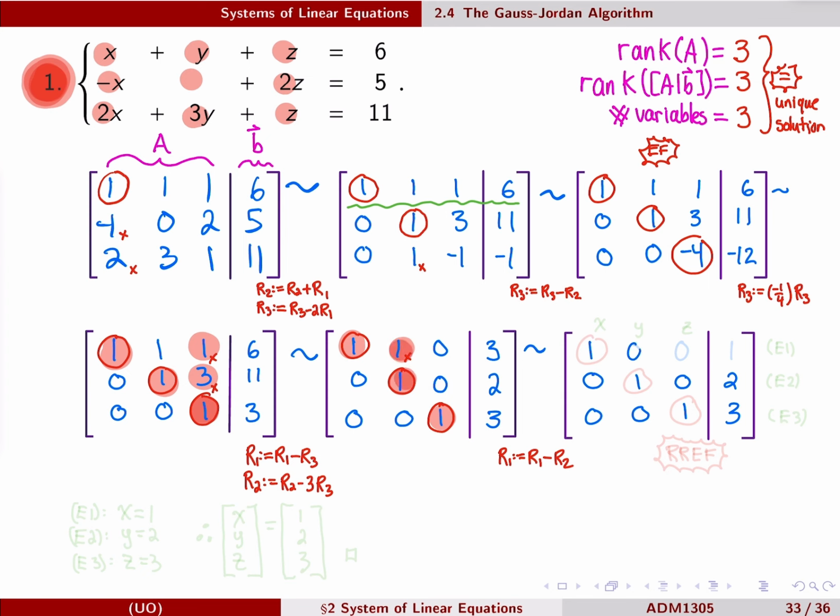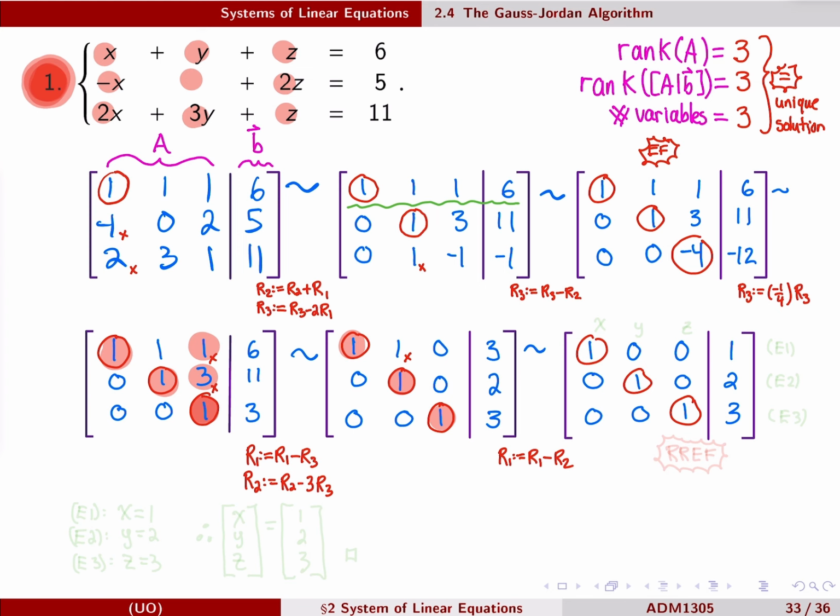1 minus 1, of course, I'm getting a 0. That was the point of that elimination. 0 minus 0, a lot of action here. And then 3 minus 2, you're getting a clean 1. And now, my friends, all our pivots are equal to 1. All our pivots are alone in their respective column.